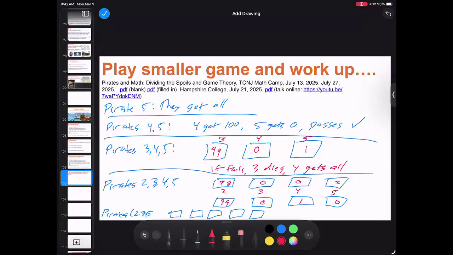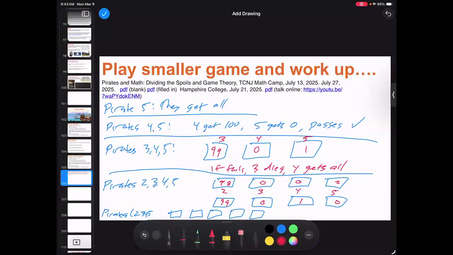Can we go back to the 2, 3, 4, 5? Sure. So when I thought about it, I thought 4 would vote no for that. Well, but if 4 votes no for this, then they go to the case of pirates 3, 4, 5. And in 3, 4, 5, 4 gets nothing. Right, okay. So pirate 4 is not thrilled that they're only getting 1, but they realize that if they don't support this, they're going to get nothing in the next round. So they have to support it.